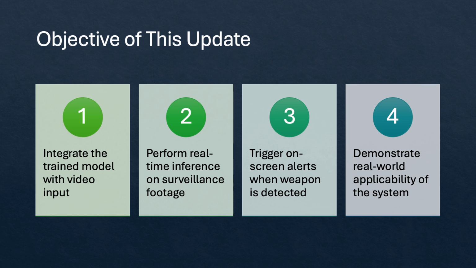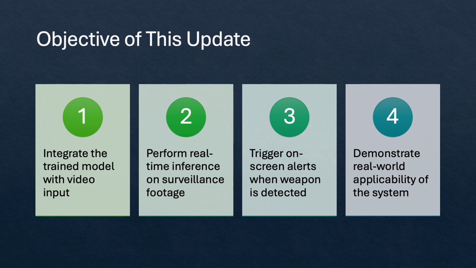So, the objective of this update. The objective of update 3 was very clear. We wanted to move beyond static images and offline evaluation and actually implement the system in a real-time environment. That means instead of feeding test images to the model and waiting for output, we wanted to see if we could connect it to a live video stream or a webcam and get the system to detect weapons on the fly in real time.